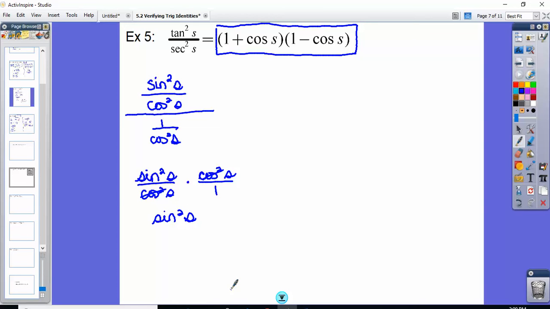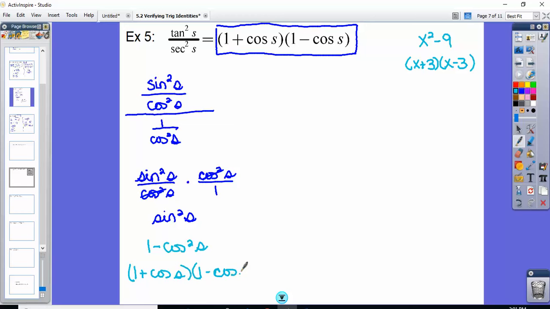You may see how to get to the final answer from here and you may not. It's going to vary person by person. One option, if you recognize it, you can change your sine squared to 1 minus cosine squared. And then, remember, algebra techniques work. This is the difference of squares. If I gave you x squared minus 9, you would factor that into x plus 3, x minus 3. So 1 minus cosine squared factors into 1 plus cosine, 1 minus cosine.